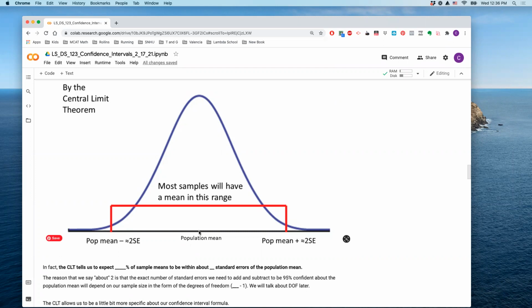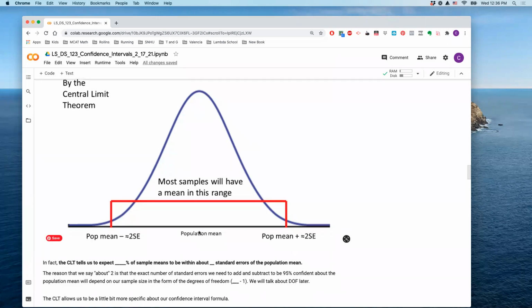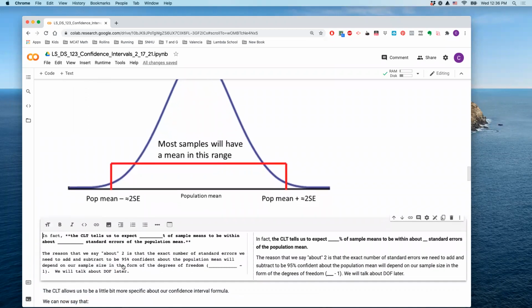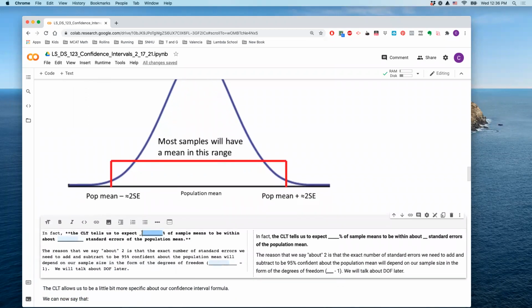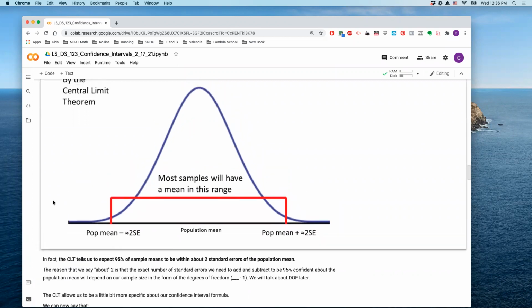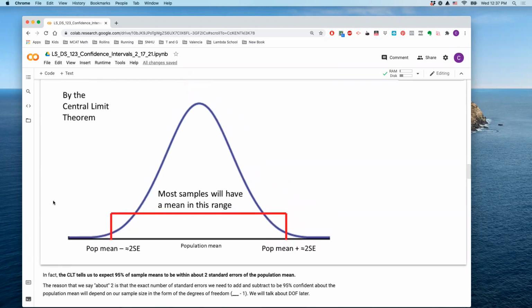Well, we can even actually go farther than that. We can say, more precisely, what is a lot? What is most samples will have a sample mean close to the population mean? Well, we can actually say that we can expect about 95% of samples to be within about 2 standard errors of the population mean.